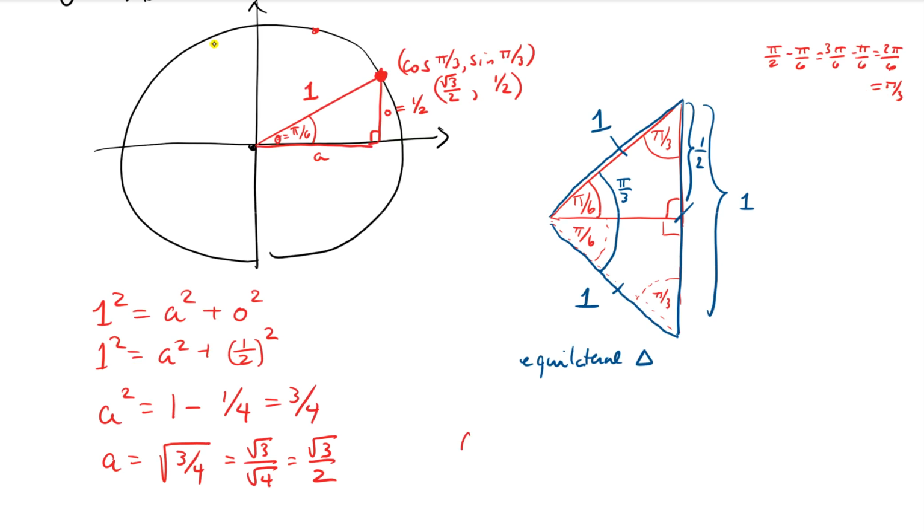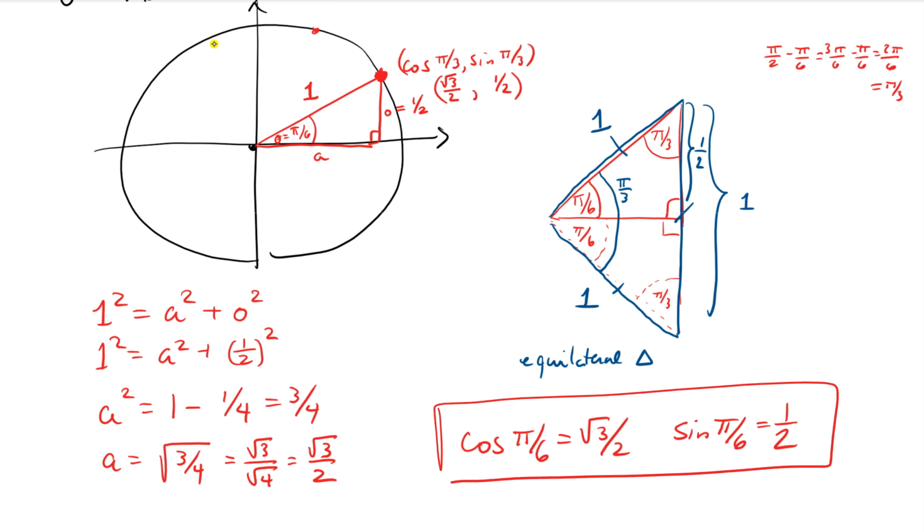So let's write it here. Cosine pi over 6 is root 3 over 2. Sine of pi over 6. Still writing pi over 3, and I shouldn't. It's pi over 6. Sine is 1/2. Okay, so that was harder to get.